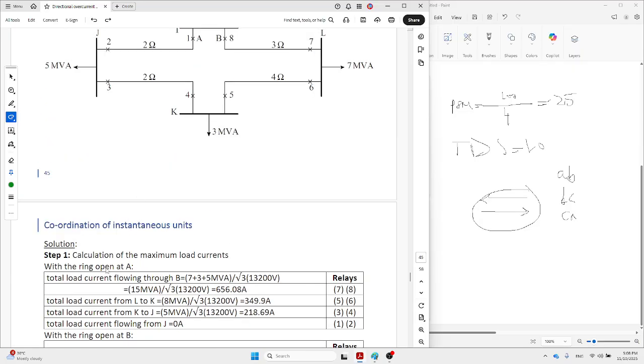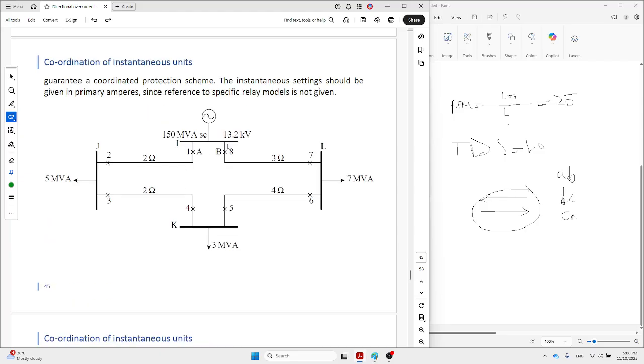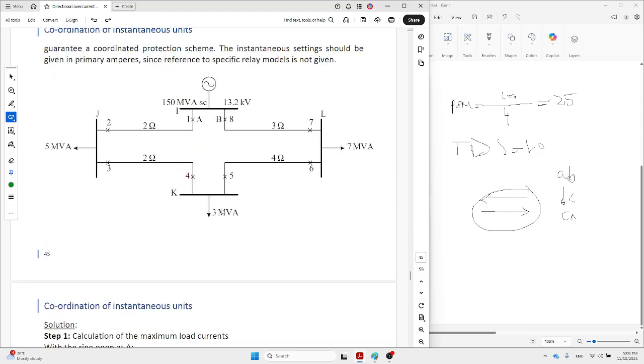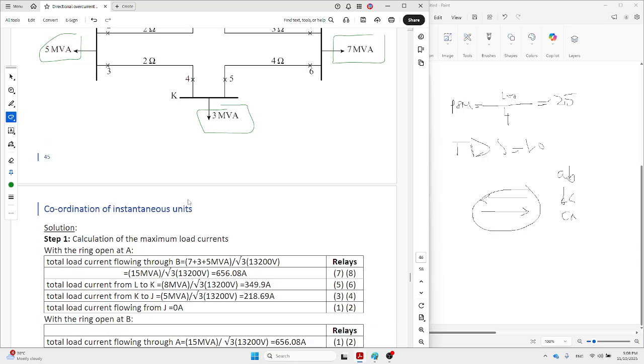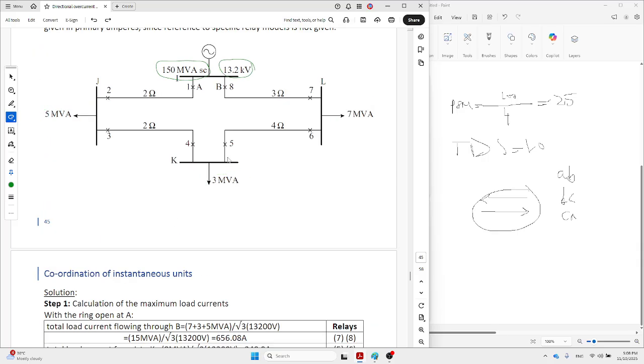Okay, for the ring opening at A, when A is open, start by B. The short circuit current is given here, and the voltage of all buses is given. This is the load at bus L, bus K load, and the other J. So for B, you can see the total load. First I'm talking about the loading.